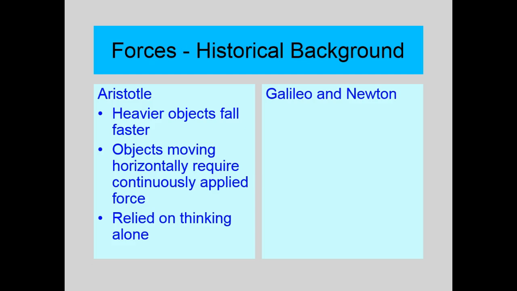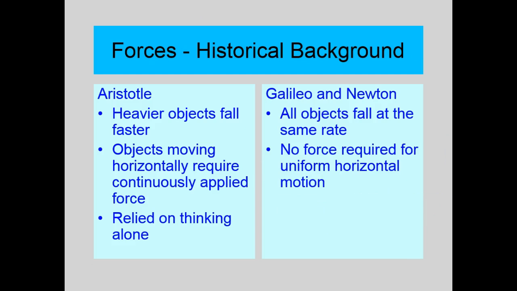Okay, so anyway, Galileo and Newton came along, and Galileo said, no, I think all objects fall at the same rate. Really? Galileo, are you serious? Aristotle didn't think that. Okay? No force is required for uniform horizontal motion. Same speed. Okay? Aristotle said, yeah, you have to apply force, or actually it'll come to a stop.